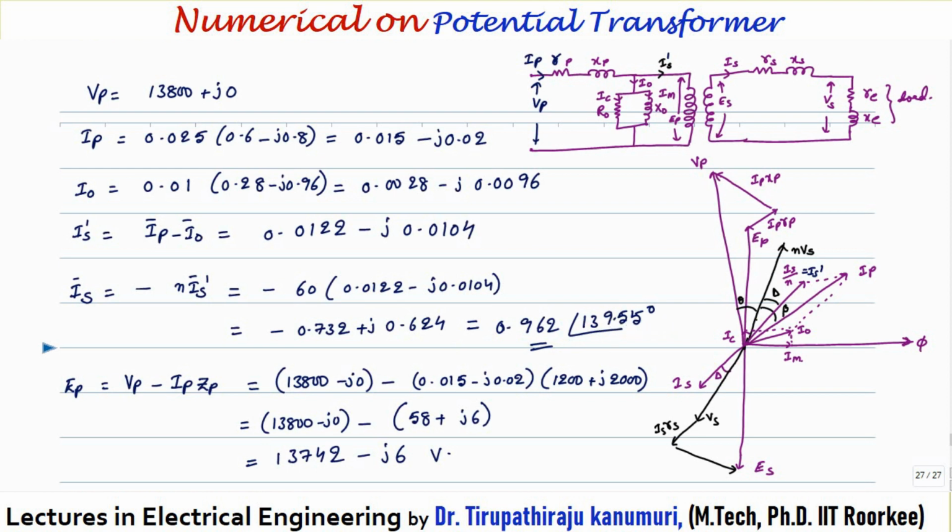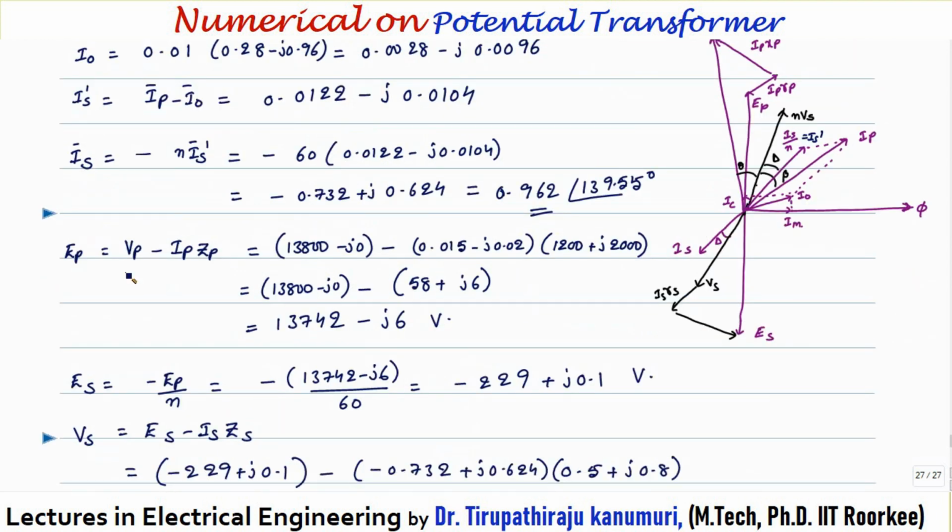Further, EP is equal to VP minus IP ZP. Before proceeding, you may get confused. This phase angle is taken as positive. That means this current IS, when you are going in the counterclockwise direction, is leading the voltage by 139.55 degrees. If you want to represent the lagging, you can represent it as minus of 360 minus this angle. So that will give the lagging power factor angle also. You can calculate in that way also.